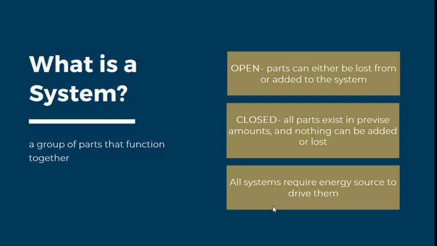Now we have two types of system: open and closed systems. An open system interacts with its environment while a closed system does not. Again, systems that have relatively limited interaction with their environment are considered closed systems, while those with substantial interaction are considered open systems. However, all systems require an energy source to drive them or to perform.